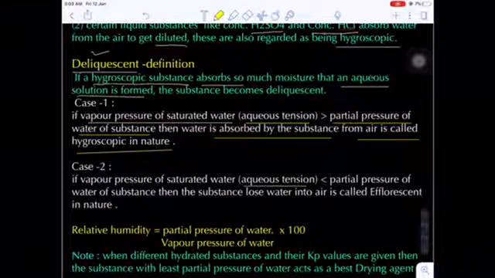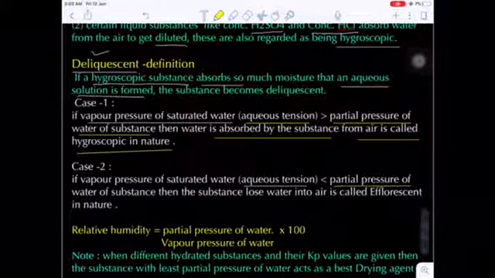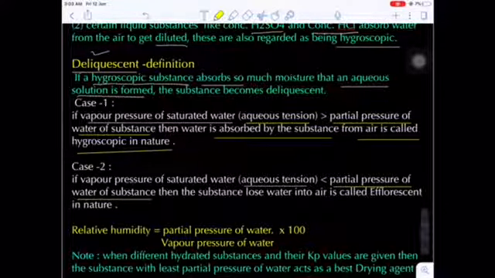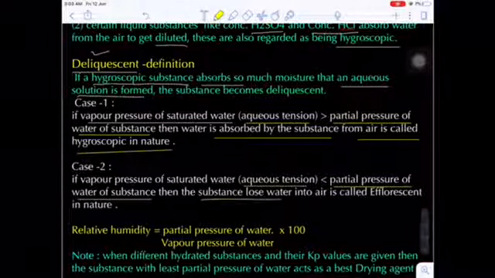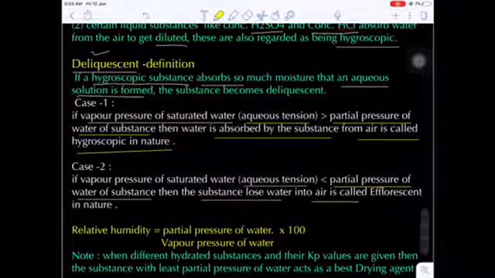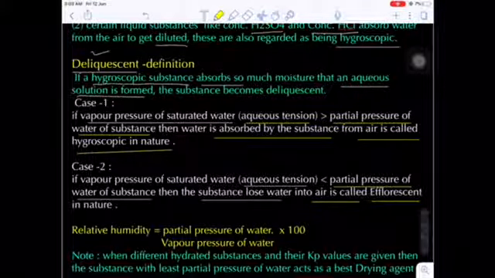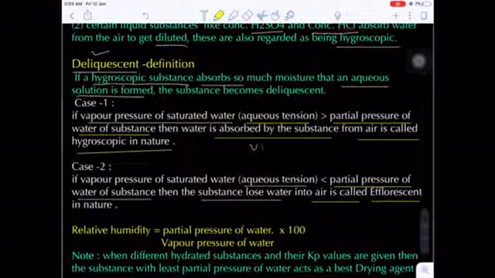Now the reverse one: if the aqueous tension is less than the partial pressure of the water of the substance, then the substance will lose water into the atmosphere. Such a substance is known as an efflorescent substance. Are you getting my point?